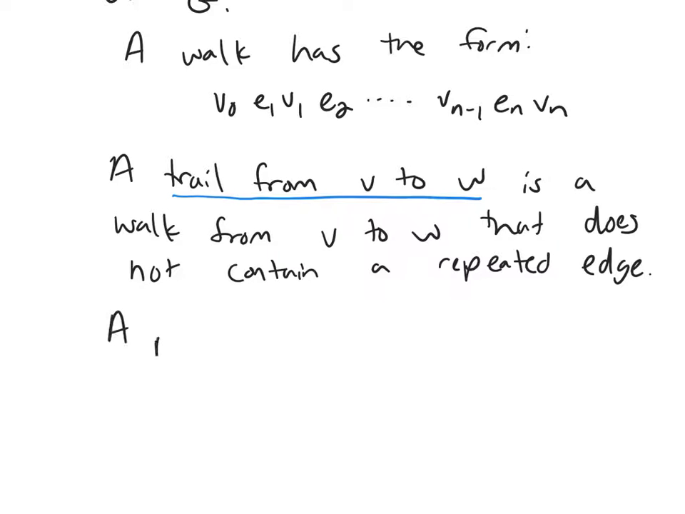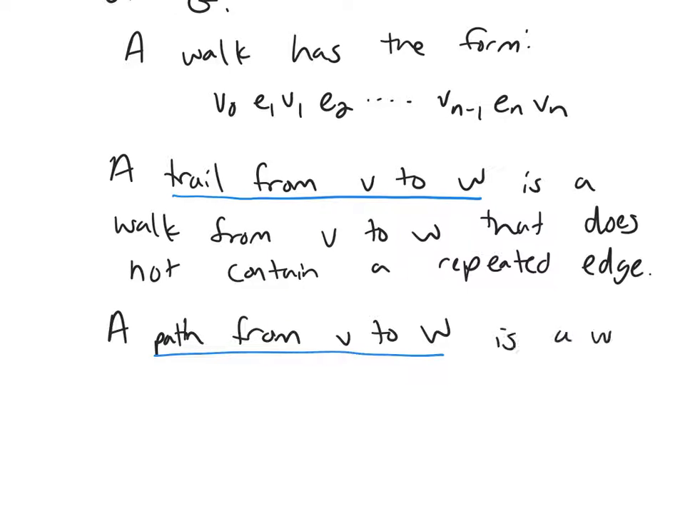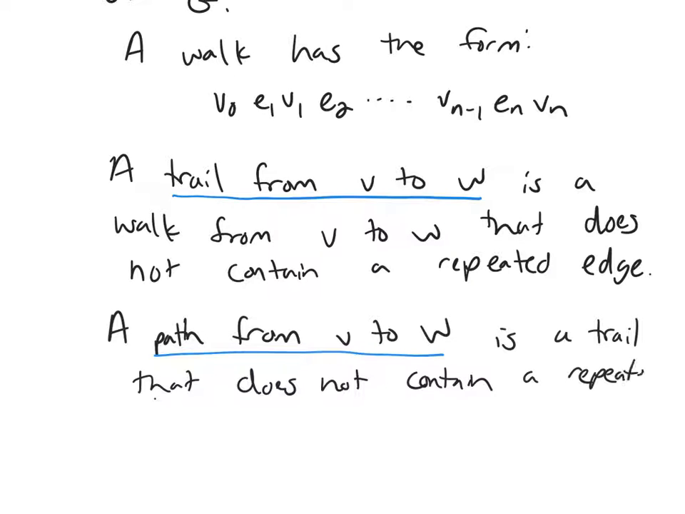And then a path from V to W is a trail that does not contain a repeated vertex. So a path can't have a repeated edge, and it also can't have a repeated vertex.